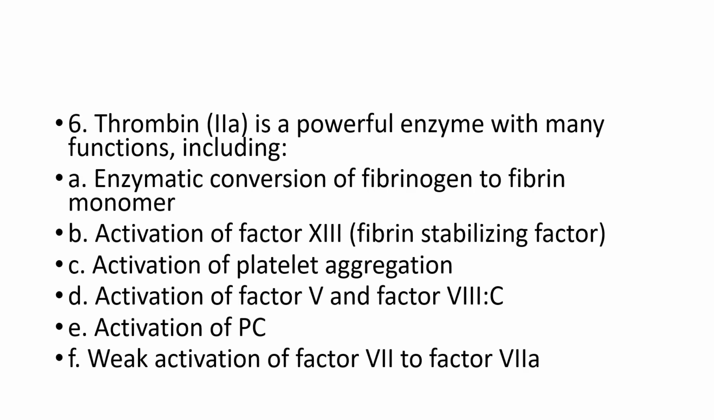Next, thrombin. This is a very powerful enzyme that has many functions. Number one, it can convert fibrinogen to fibrin. It can activate factor 13, or fibrin stabilizing factor, to make the fibrin clot stronger. It can activate platelet aggregation. And what else? It can activate factor 5, factor 8C, and protein C, activation of protein C, PC. And also it can weakly activate factor 7 to factor 7A. So we can see here the many different effects of thrombin.